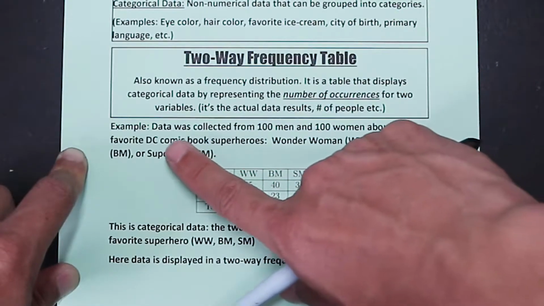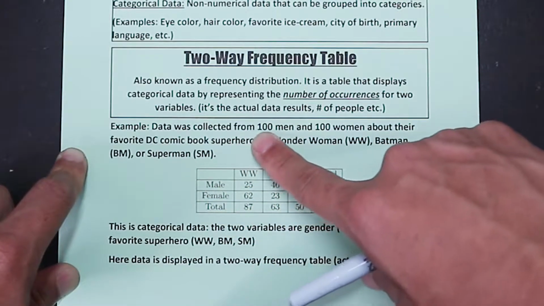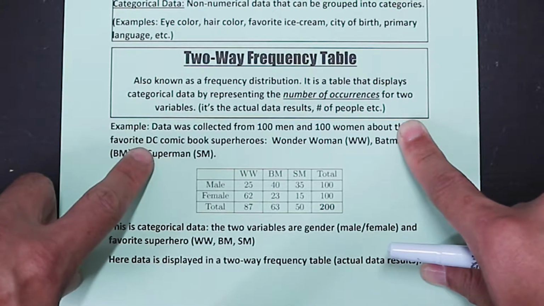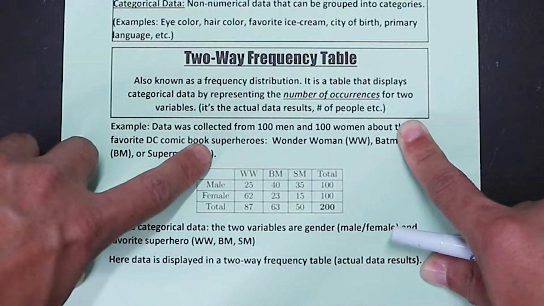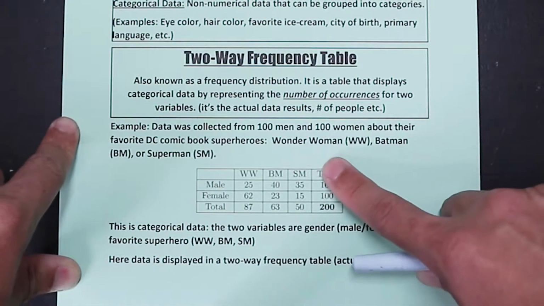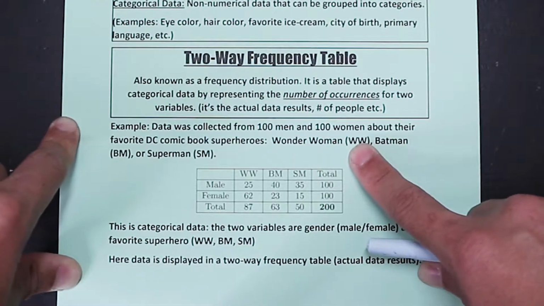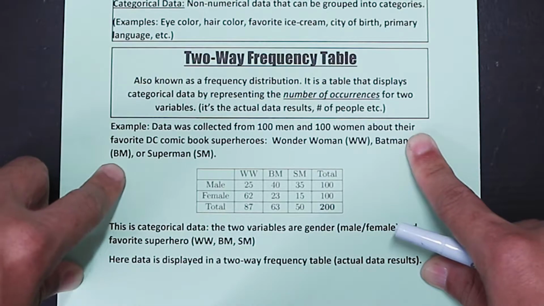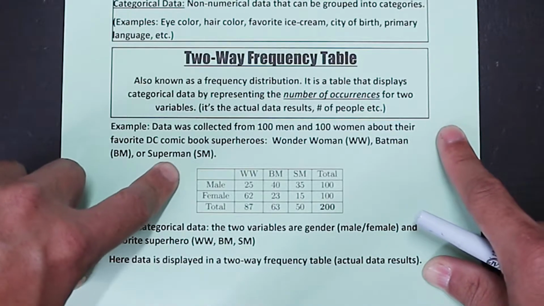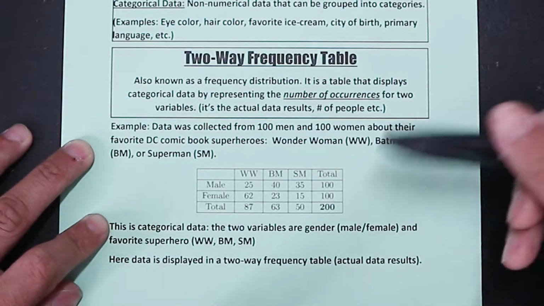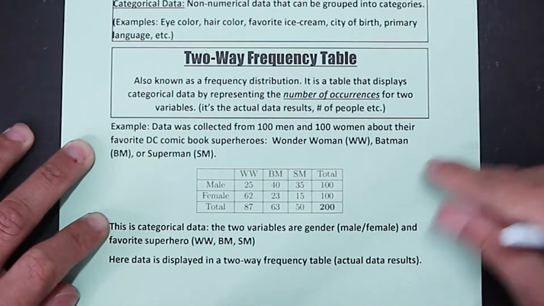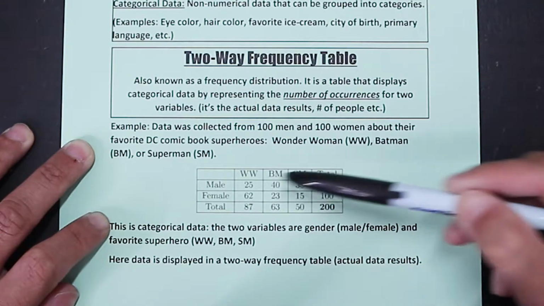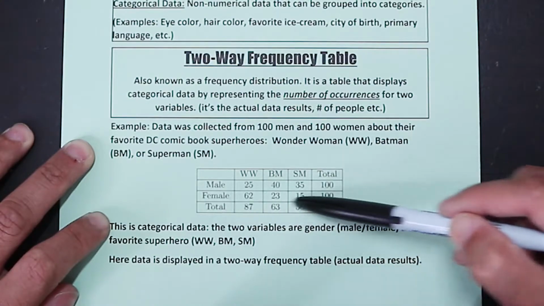In this example 1, data was collected from 100 men and 100 women about their favorite DC comic book superheroes, such as Wonder Woman, abbreviated as WW, Batman, abbreviated as BM, or Superman, abbreviated as SM. Here we have a two-way table, and it tells you that there are 100 males right here and 100 females here.